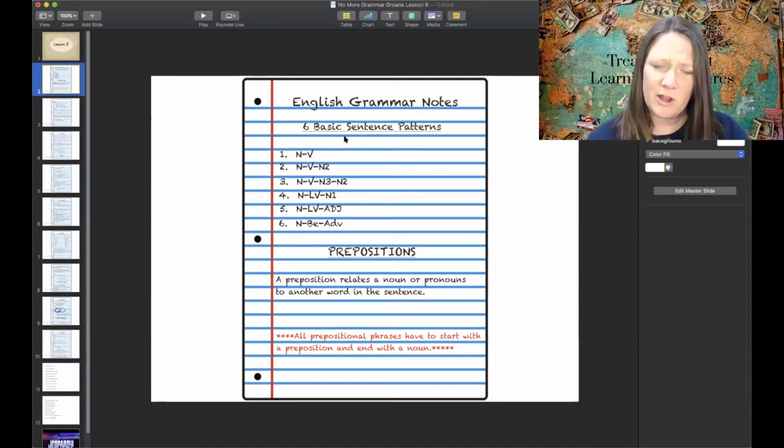For example, number 3, a real common error that students will make is they'll do the noun, verb, noun 2, noun 3. But you can't do that. It has to stay noun, verb, noun 3, noun 2. The noun that is going to follow the verb in this sentence pattern is the noun 3, and so you can't make it be a noun 2.